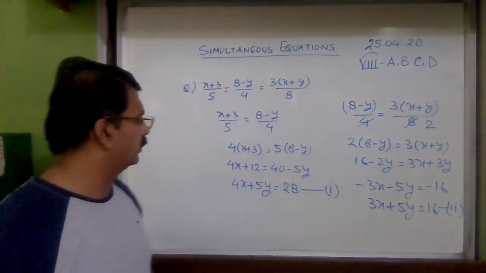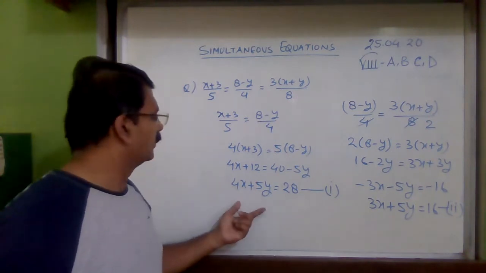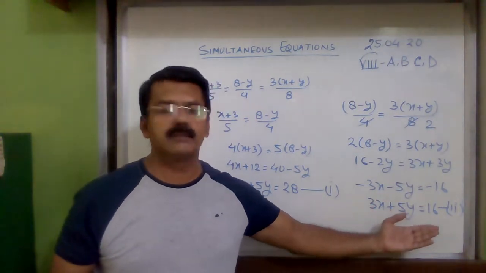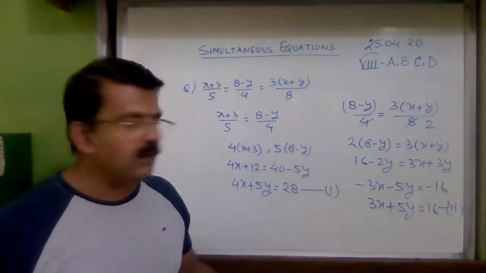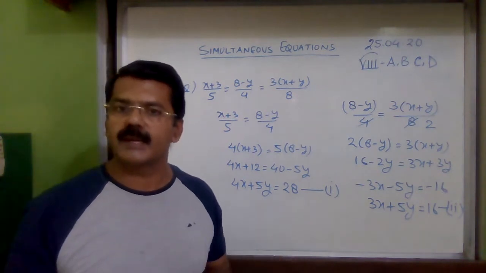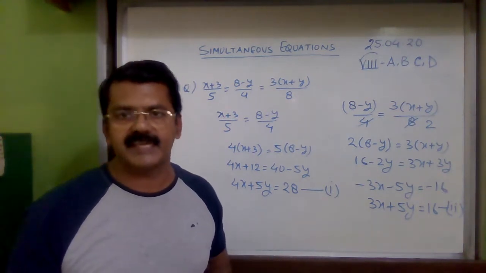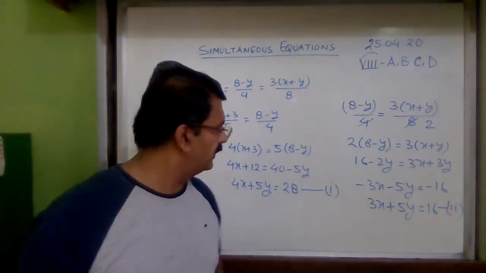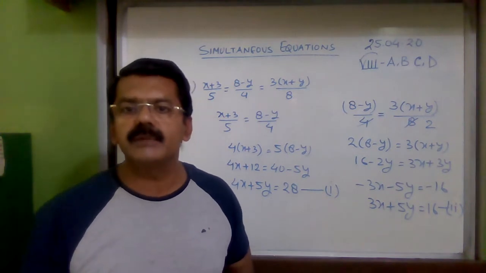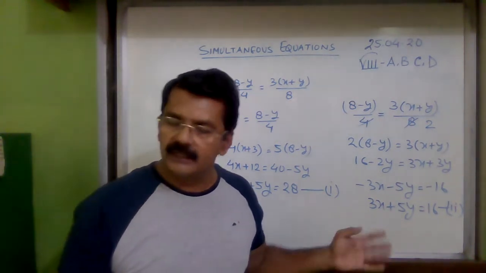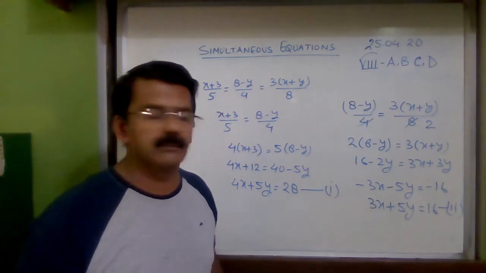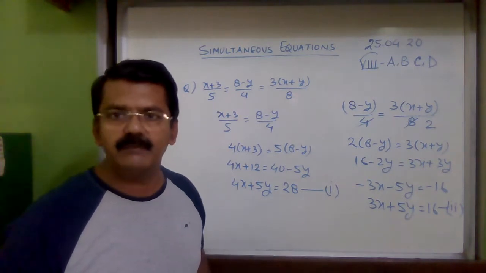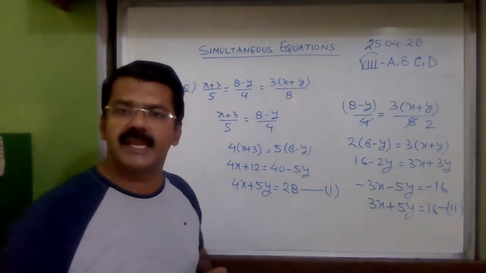Now we have two equations. The first equation is 4x plus 5y is equal to 28, and the second equation is 3x plus 5y is equal to 16. We are going to solve them simultaneously to get the values of x and y. In the previous class I told you simultaneous equations can be solved by the elimination method or the substitution method. Here we are going to apply the elimination method, because in both equations the coefficient of y is already the same, so we need not multiply the equations by any number.